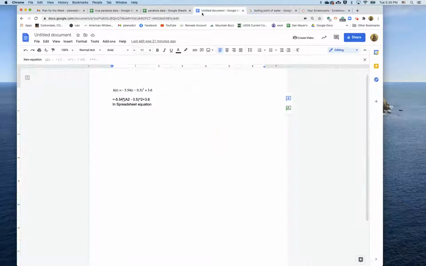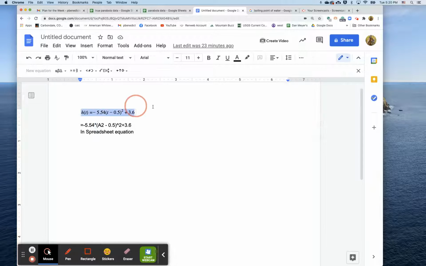And let's say that I do all my math and I come up with this equation here, which I did do. h of t equals negative 5.54 times (t minus 0.5) squared plus 3.6. Now, to turn that into a spreadsheet equation, all I have to do is take out the h of t and make sure to put this little asterisk symbol there anytime that I want multiplication to happen, right? You can't just assume that when it's next to the parentheses, it knows to multiply because it's a computer. And then I'm going to put my reference cell, right? So this is where it inputs. And then the rest of it looks kind of similar.